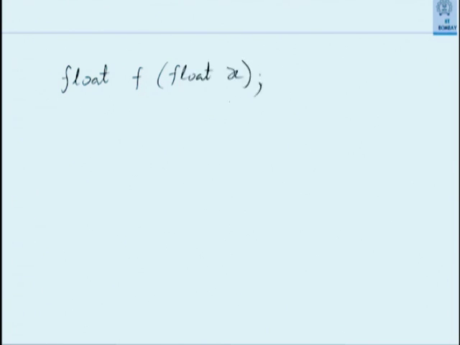If I write this at the top and then start writing int main, this is considered perfectly valid, because for the compiler the only thing required to know is the name of the function, the return value and the parameters. This is called a function prototype.